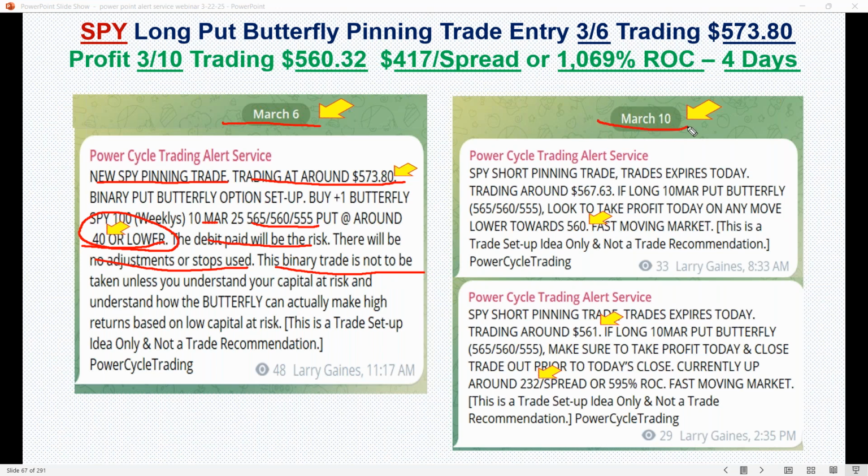Now here it was on the 10th. I sent an alert that said trade expires today, trade around 567.30. If long this butterfly, look to take profit today on any move lower towards 560. And then later in the day, at 2:35, I sent out another alert: trade expires today, trading at 561. If long this butterfly, make sure to take profit today and close the trade out prior to the close. Currently up around $232, 595% return.